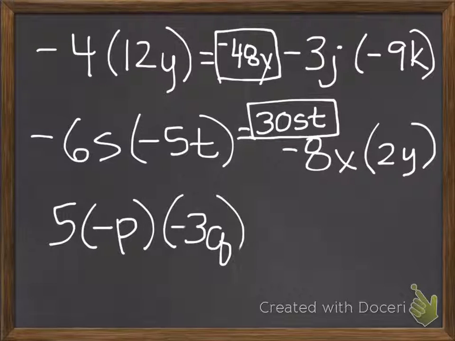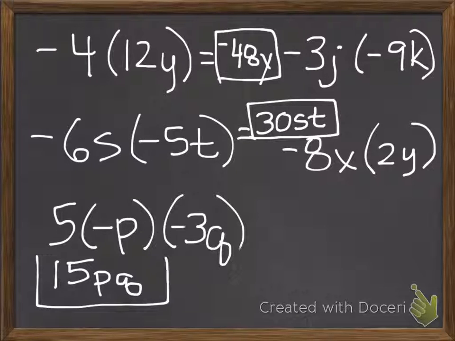Then the next one, we have 5 times negative 1p times negative 3q. I would do the two negatives first, so negative 1 times negative 3 gives us positive 3, and then multiply that by 5 gives us positive 15, and then we're just going to keep the variables next to the 15. So we have a p and a q there, so our answer is going to be 15pq.